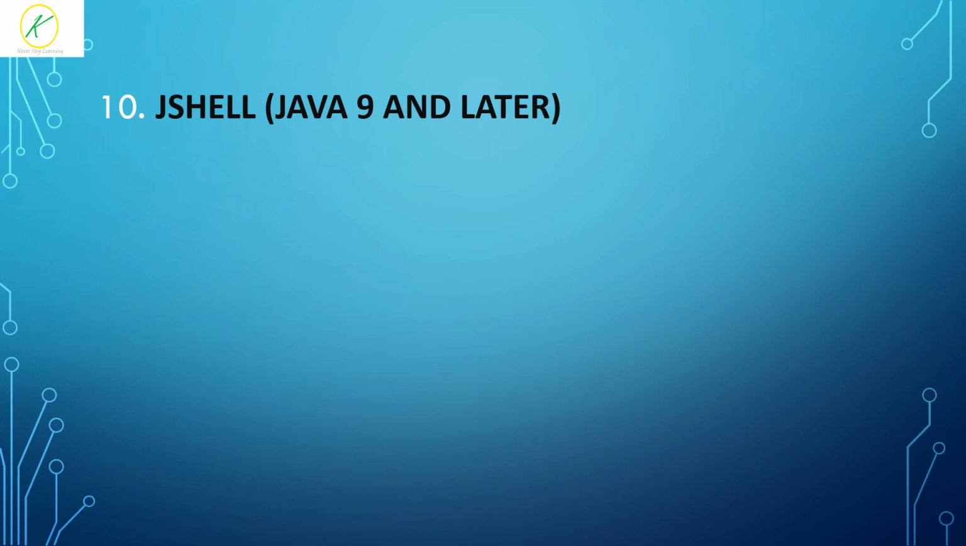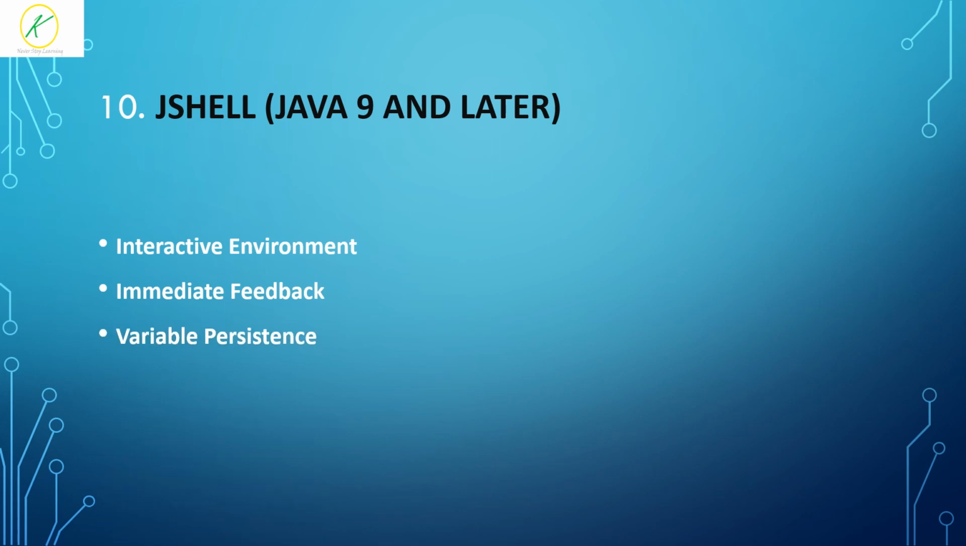Key features of JShell. Interactive environment. JShell provides an interactive shell where you can type and execute Java code directly. Immediate feedback. Code snippets are executed immediately and results are displayed in real time. Variable persistence. Variables and methods declared in one command are available for subsequent commands, enabling incremental development. Expression evaluation. JShell evaluates expressions and statements, allowing you to see the results instantly.